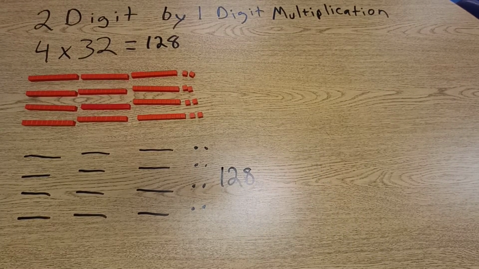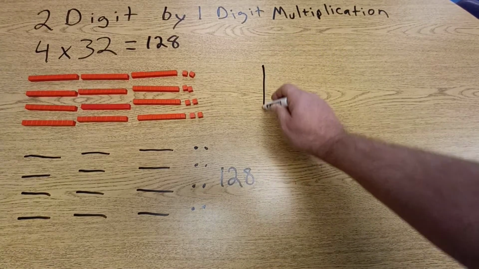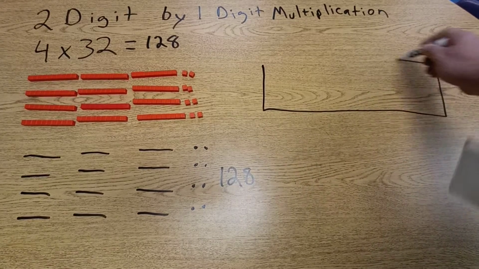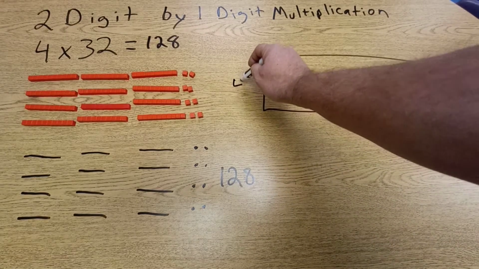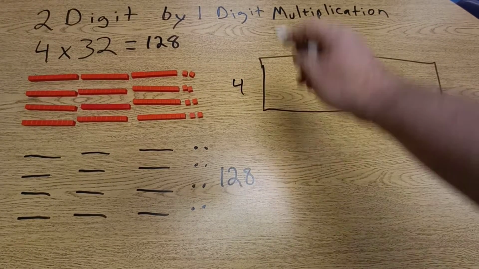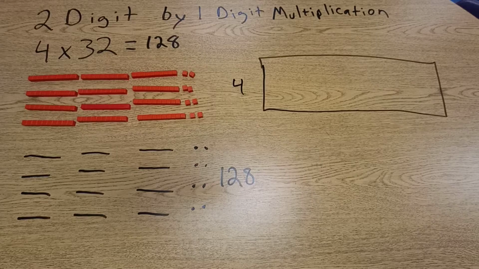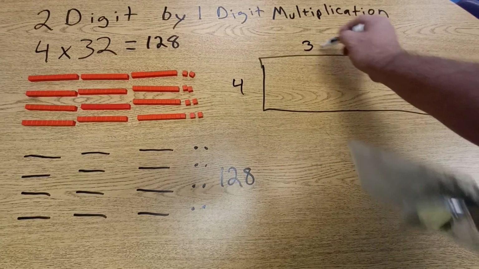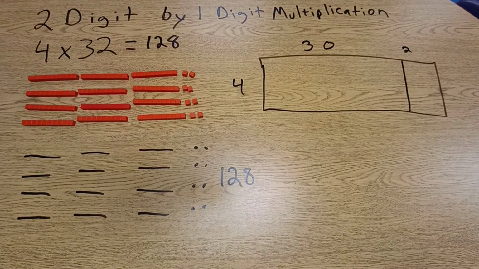Okay, next way we'll do it. We'll do an area model. An area model is going to be shaped very similar, except I'm going to draw a rectangle to represent 4 times 32. So that's going to be my rectangle right there, and this side of it will be 4, and that's the length of it, and the width of it is going to be 32. But I'm going to break 32 down into tens and ones. So that'd be 30 and 2. I'm going to separate my rectangle. It's not necessarily exactly proportional, but it'll get the job done.